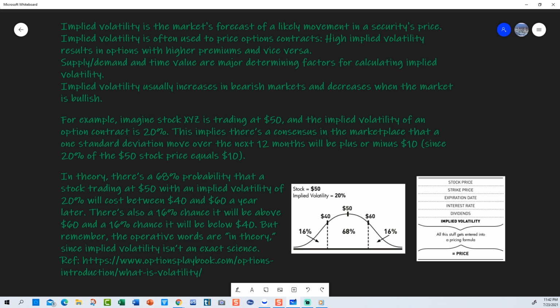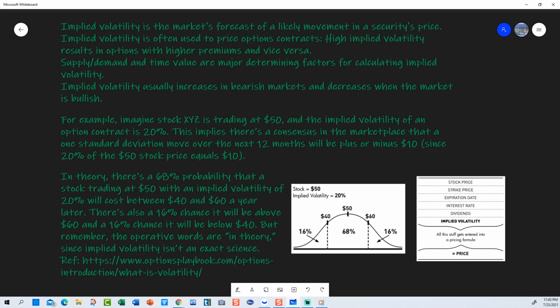This implies there's a consensus in the marketplace that a one standard deviation move over the next 12 months will be plus or minus $10, since that's 20% of $50. In theory, there's a 68% probability that the stock trading at $50 with an implied volatility of 20% will cost between $40 and $60 a year later. There's also a 16% chance it will be above $60 and a 16% chance that it will be below $40.